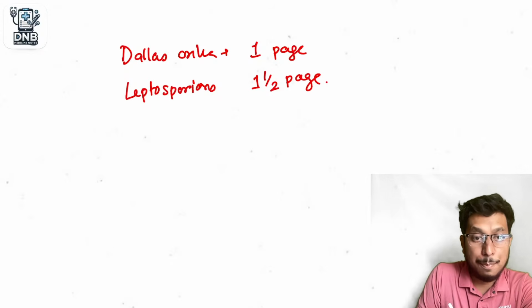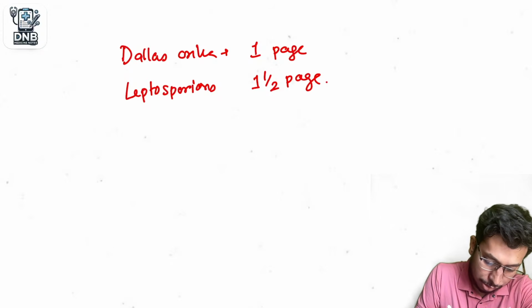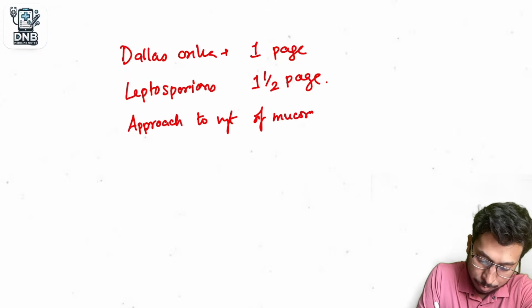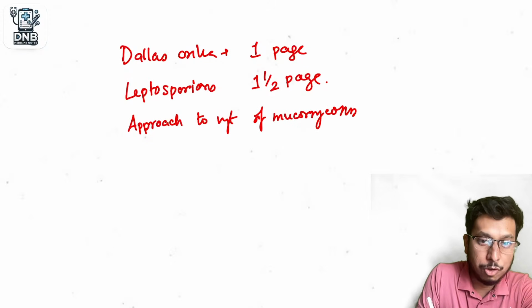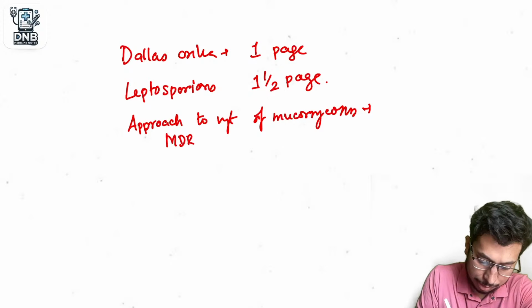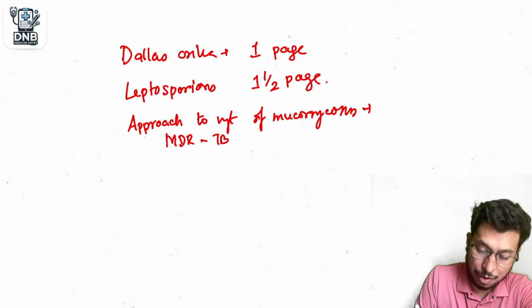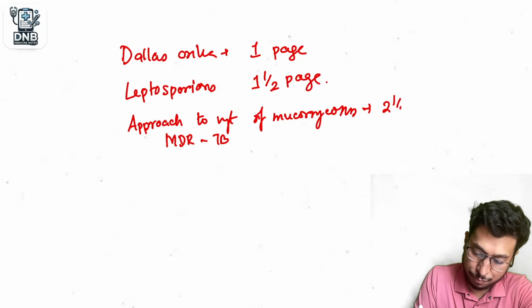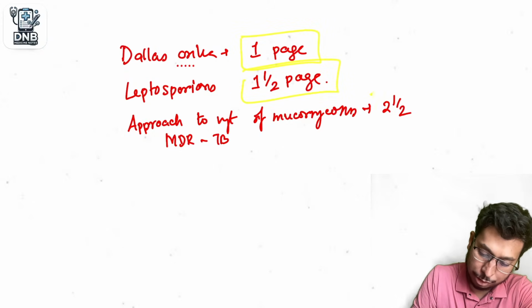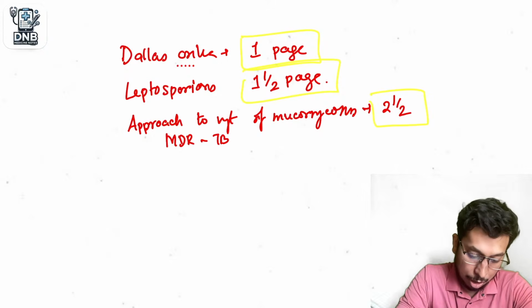And the approach to management of mucormycosis in a treatment defaulter patient with multi-drug resistant TB. So these are 2 questions clubbed together. It is 5 marks, so you can spend up to 2.5 pages. Okay, is it clear? So you know how many pages you need to spend for this question.